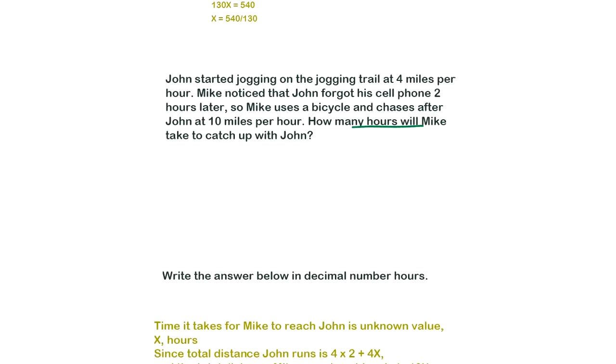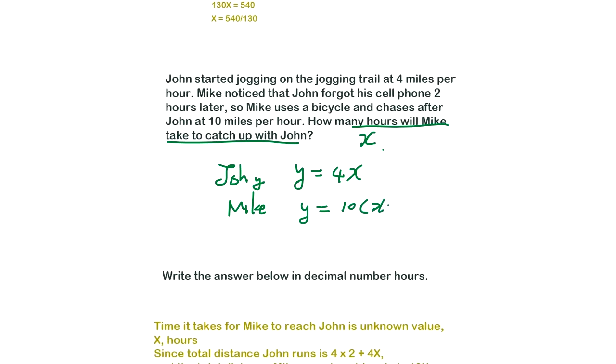So how many hours will it take? That's x, right? So John, the distance he goes is 4x, and Mike, the distance he goes is what? 10 miles per hour, but x minus 2 hours lost in the beginning. Okay, and solve this one. You're done.